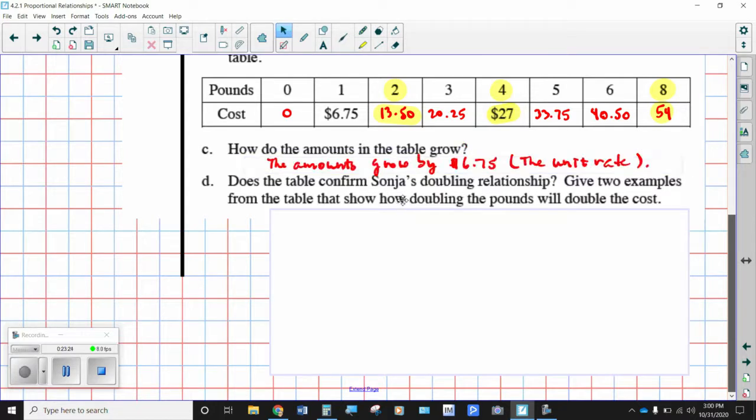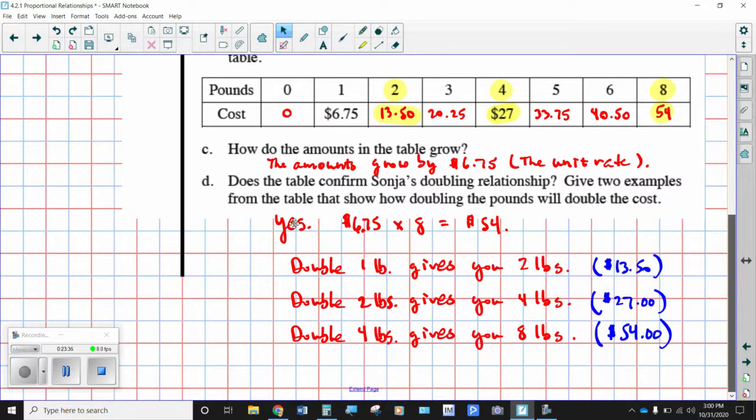So we can say that the amounts grow by 6.75, which is a unit rate, which is a constant growth rate. And does the table confirm Sonia's doubling relationship? Yeah, it does. So first, we know that she thought it was going to double and be $54, and when we multiply 8 times 6.75, it gets $54. And then what I highlighted here in yellow is the idea that if you double 1 pound, it gives you 2 pounds. If you double 2 pounds, it gives you 4. You double 4, it gives 8, and so on and so forth.